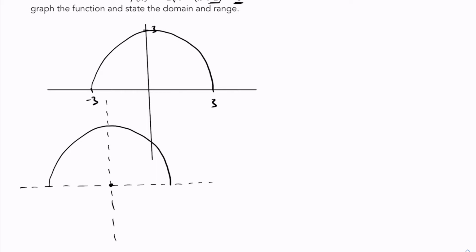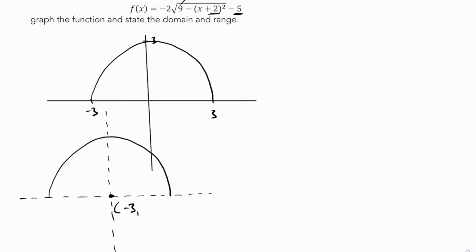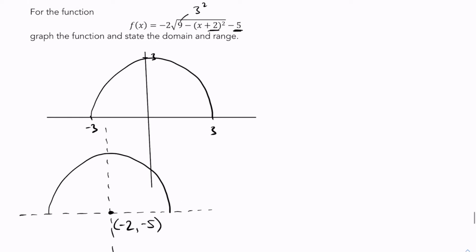There we go. And the center of our circle is -3, comma, what do we have here? And -5. Oh, no, not -3, but -2, my bad. So -2 and -5. Okay, so we've taken care of the horizontal and vertical transformations. All that's left now is this business up here. And if you recall, the negative will reflect us in the x-axis, and the 2 is going to stretch us vertically.